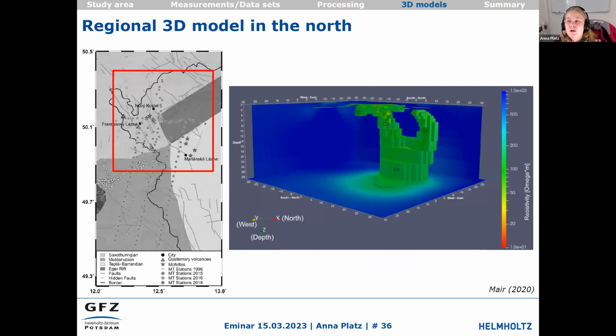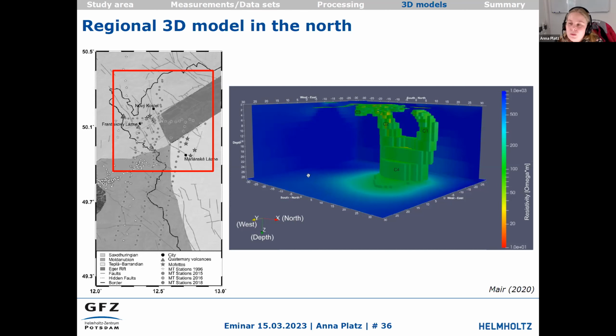But at the end of the talk, I also want to show you the 3D models which we get from our data set after the processing. In general, I could say that we get a lot of high resistivities in all of our models due to the crystalline basement. But our aim was to map these magma fluid reservoirs and the ascending paths for the fluids. And these are normally shown by much lower resistivity values. And this is, for example, shown here.